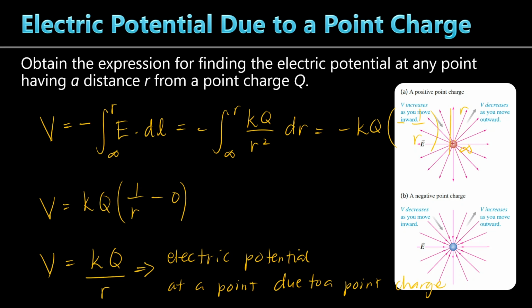Habang lumalayo tayo outward, palayo ng palayo, doon sa positive na source charge, yung electric potential ay lumiliit. Pero kapag papalapit tayo doon sa source charge, ang electric potential ay lumalaki. So, the reverse will happen if we have a negative source charge. Okay? For a negative source charge, as we move away or outward from the source charge, the electric potential increases.